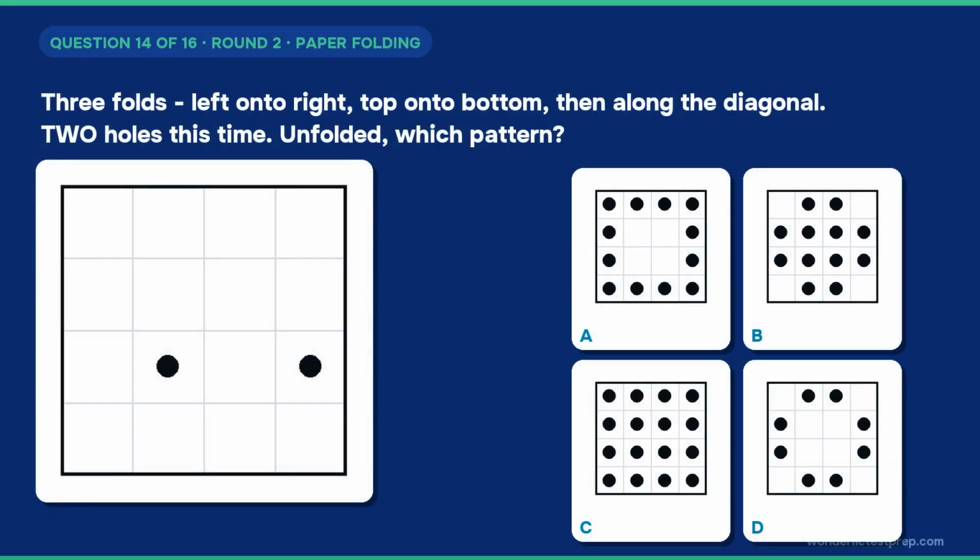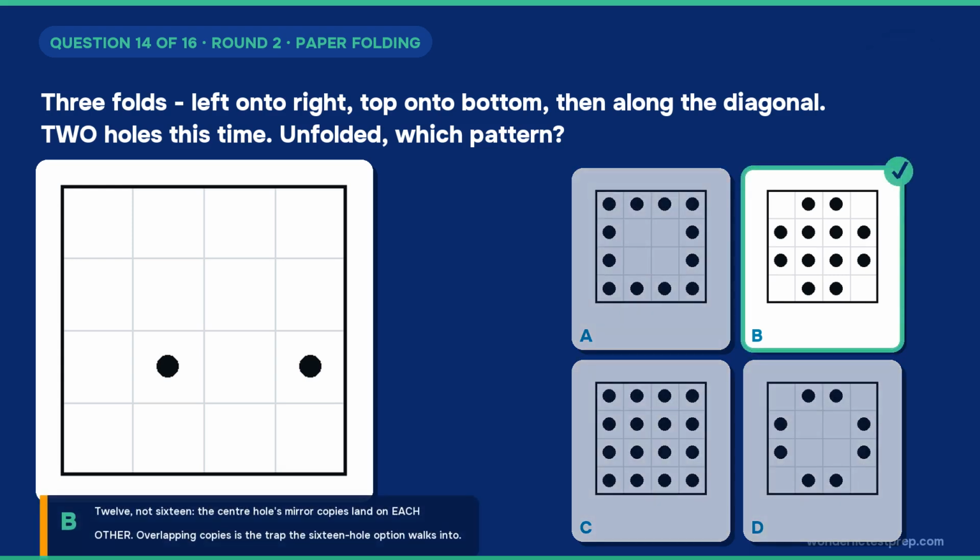Question 14. 3 folds, left on the right, top on the bottom. Then along the diagonal. 2 holes this time. Unfolded. Which pattern? 15 seconds. B. 12, not 16. The center hole's mirror copies land on each other. Overlapping copies is the trap the 16-hole option walks into.